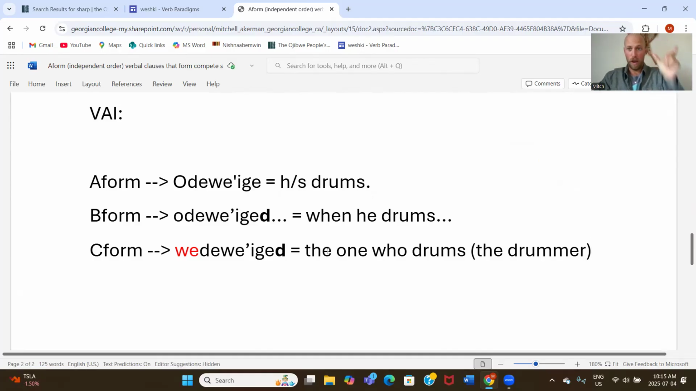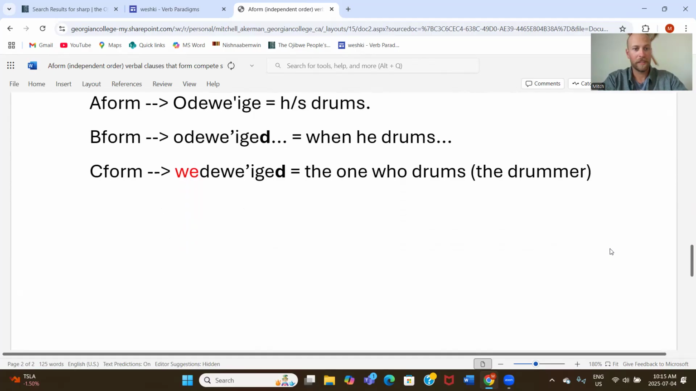So that's just like in English, okay? Taking the verb drumming, and saying the drummer. Drumming to the drummer, odeweget to wedeweget. Okay, the one who drums, the drummer. Okay, let's keep going. Let's do another one.